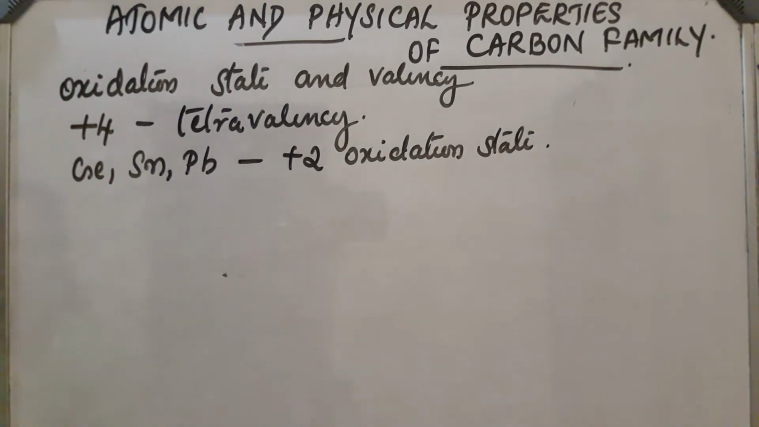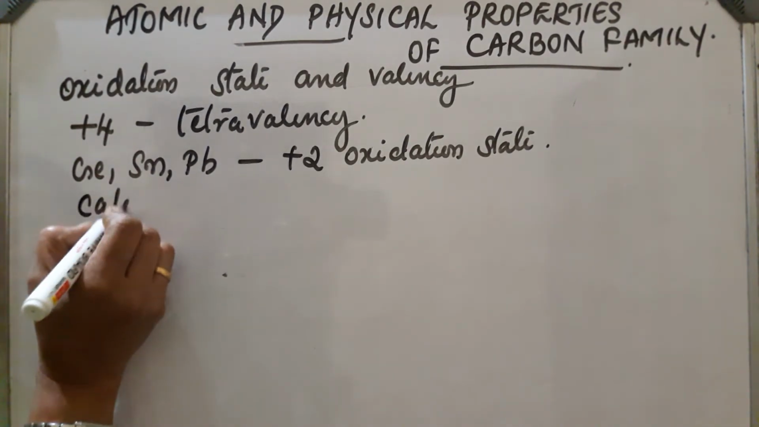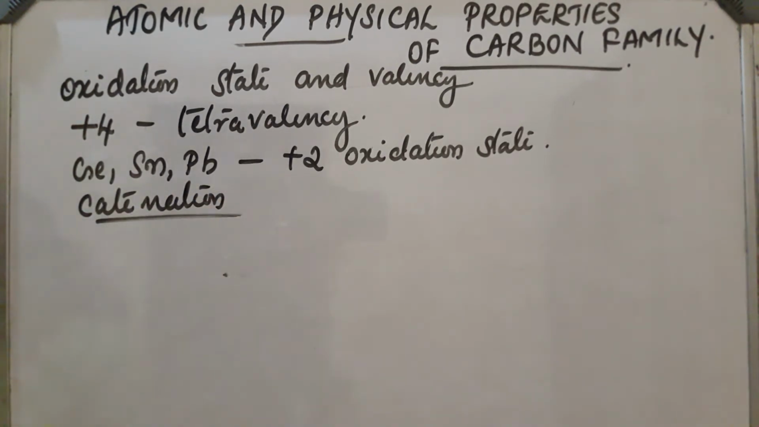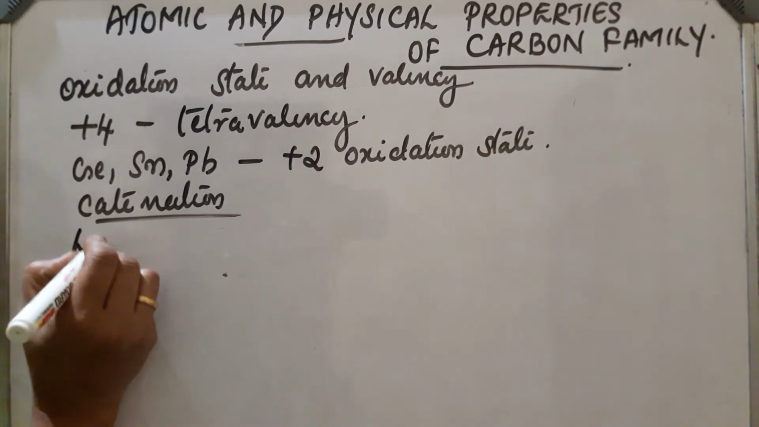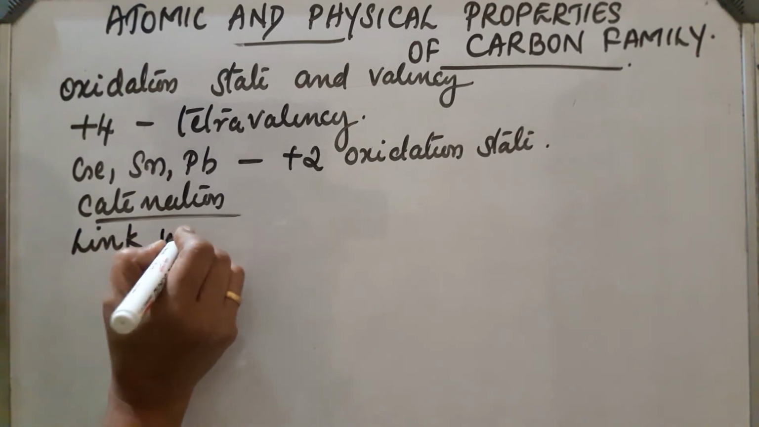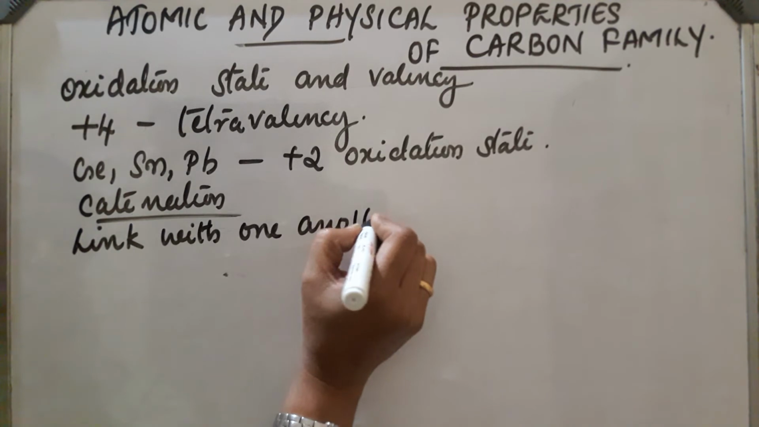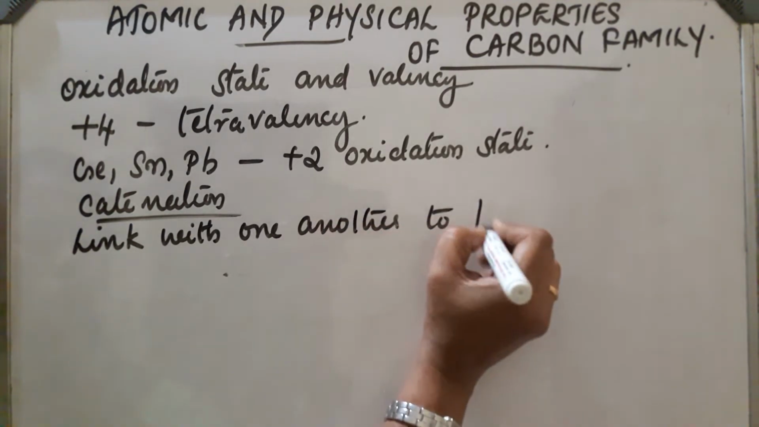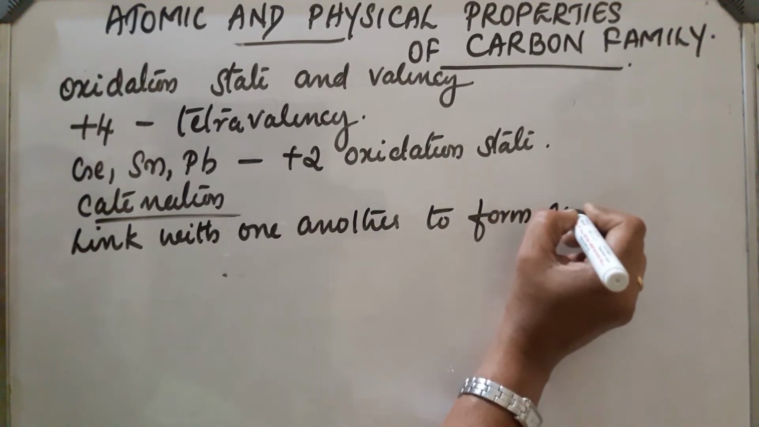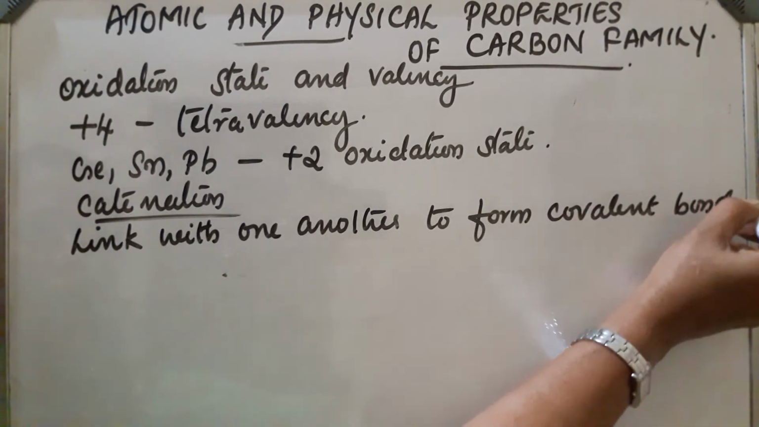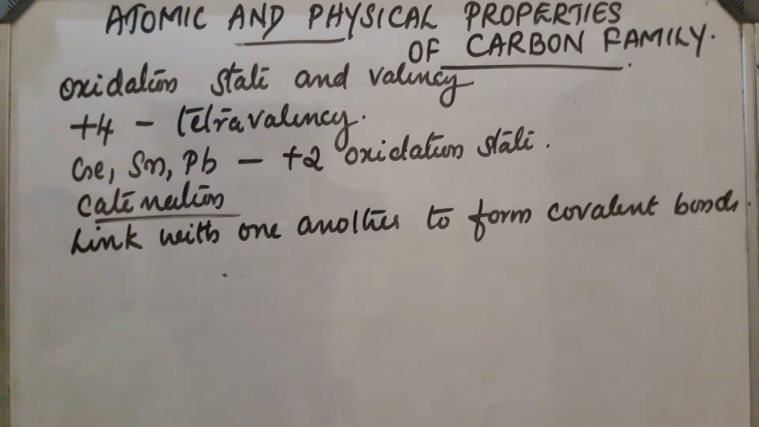Okay. Now next property is catenation. What is meant by catenation? It is a tendency to link with one another through covalent bonds. Okay, link with one another to form covalent bonds, that is C-C bonds, Si-Si bonds, etc.